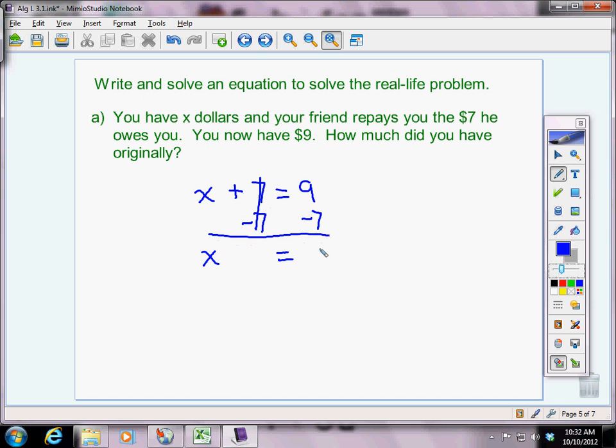X equals 2. Does my answer make sense? I have $2 and my friend repays me 7, I now have 9. Yes, it makes sense. Again, always a good idea just to refer back to the question.